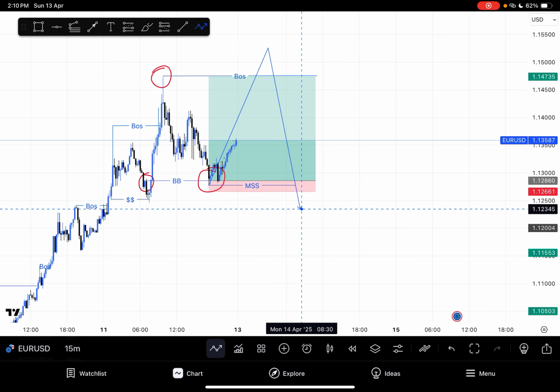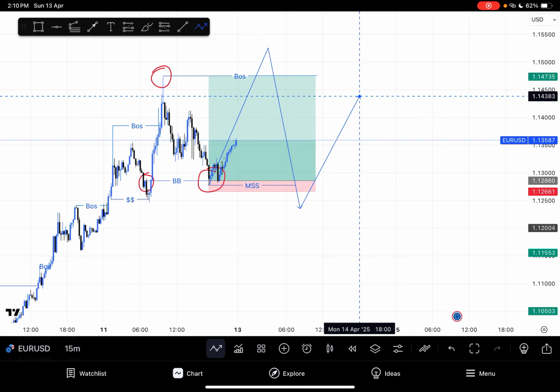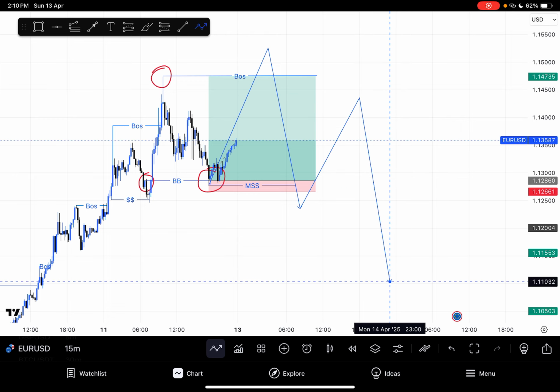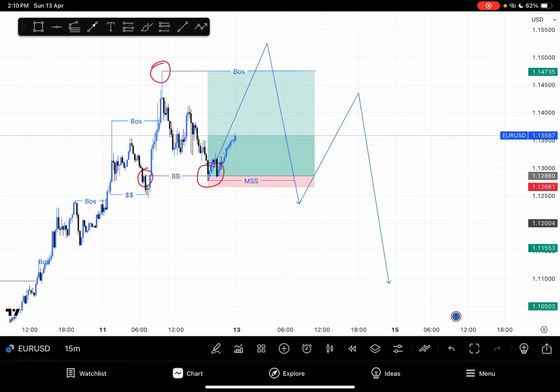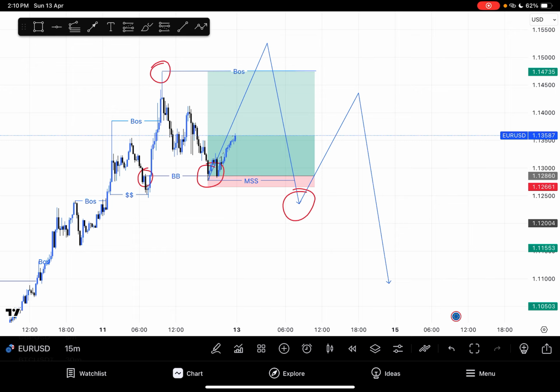Now you expect price to retest back again. So after the first pullback after the market structure shift, you can take trades using this first pullback. Then you can either aim for this previous low, or you can use a 1:5 risk to reward ratio.